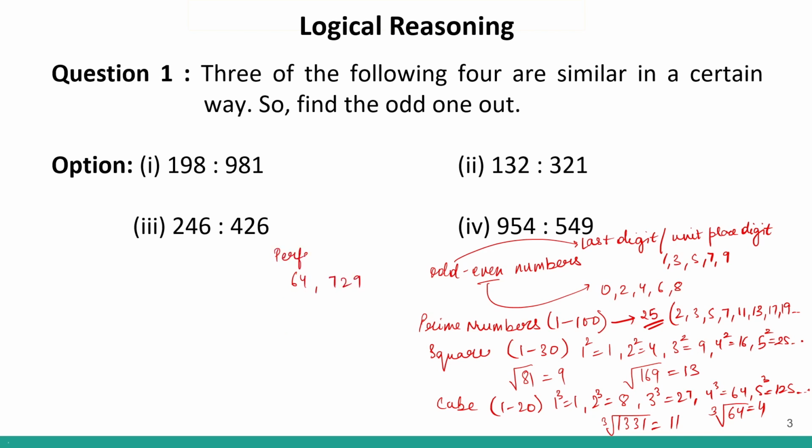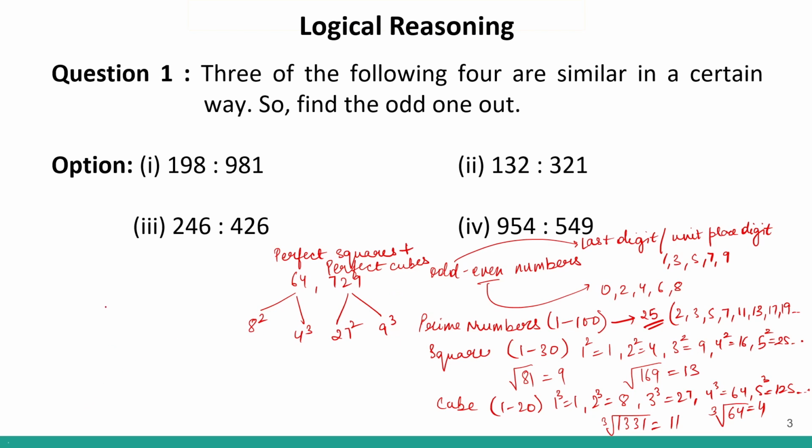Now, if you look at 64 and 729, these two are numbers that are both perfect squares and perfect cubes. 64 is 8 square, but it is also 4 cube. Similarly, 729 is 27 square, but it is also 9 cube. So you should know the difference between squares and cubes and all this information to solve such questions.